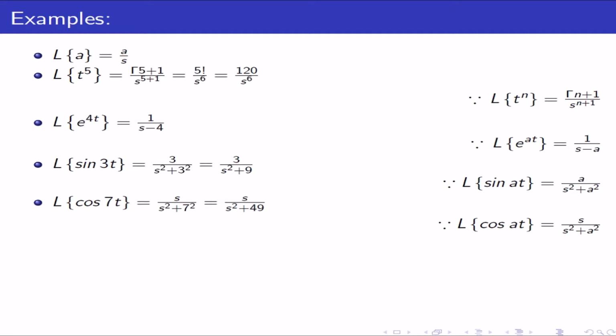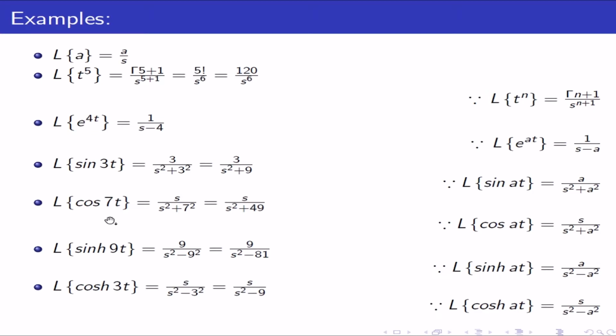Similarly, for sine and cosine, the Laplace transform of sine of 3t is given by 3 upon s square plus 3 raised to 2, by using the Laplace transform of sine of at is equal to a upon s square plus a square. And the Laplace transform of cos of 7t is equal to s upon s square plus 7 square, since the Laplace transform of cos of at is equal to s upon s square plus a square. Hence, 3 square can be replaced by 9 and 7 square can be replaced by 49, and you get the Laplace transform of sine of 3t and cos of 7t.